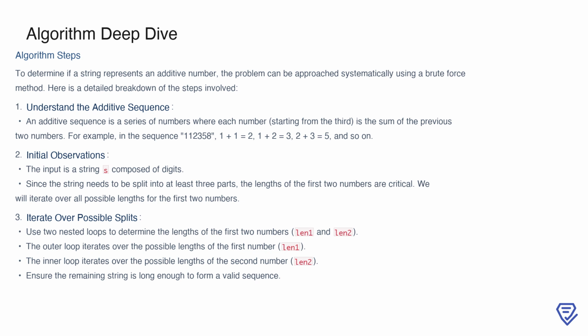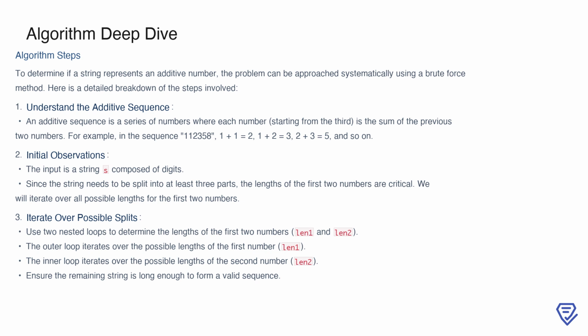To determine if a given string represents an additive number, we can follow a systematic brute force approach. First, it's important to understand what an additive sequence is. In such a sequence, every number from the third onward is the sum of the previous two numbers. For instance, in the sequence 1 1 2 3 5 8, you can see that 1 plus 1 equals 2, 1 plus 2 equals 3, 2 plus 3 equals 5, and so on.